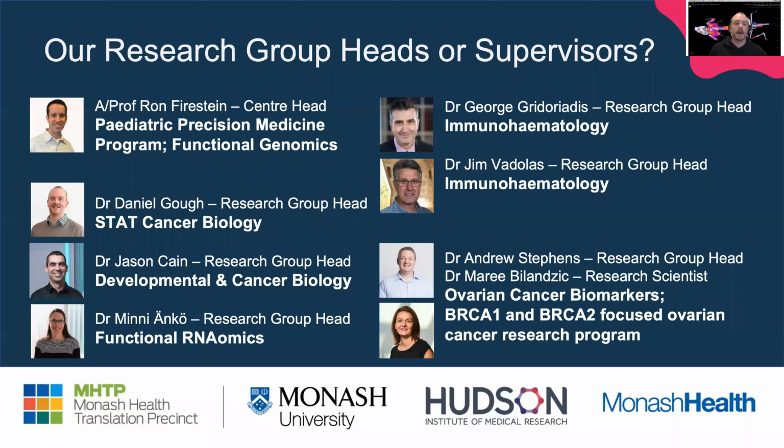Jason Cain has interests in both pediatric cancers and lung cancers. The projects he's offering for next year are really looking at epigenetic pathways and how they're regulated or can be targeted for the treatment of these types of tumours. Minnie's expertise is in RNA biology and colorectal cancers, and her projects for next year are really focusing on microRNA regulation and how that relates to colorectal cancers.